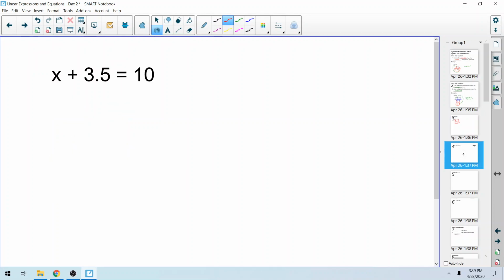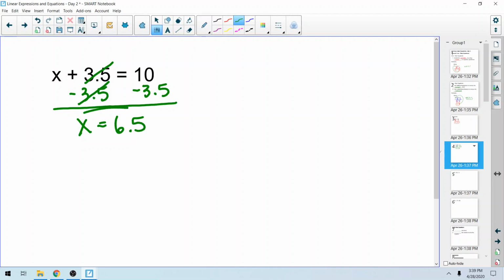Next one, x plus 3.5 equals 10. So first thing I'm going to do, opposite of plus 3.5 is minus 3.5. Those two are going to cancel. X drops down. Equals, I'm going to grab my calculator, 10 minus 3.5, 6.5, and there's your variable.